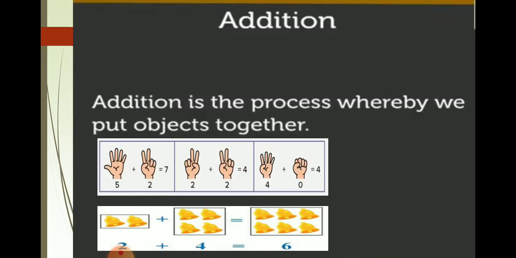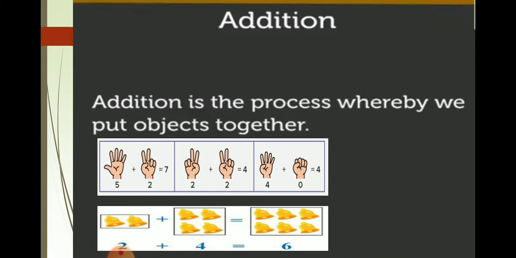Our first topic is addition. So students, what is addition? Addition is the process whereby we put objects together. So here is a picture in which you can see 5 fingers on one hand plus 2 fingers on one hand when put together gives us 7.